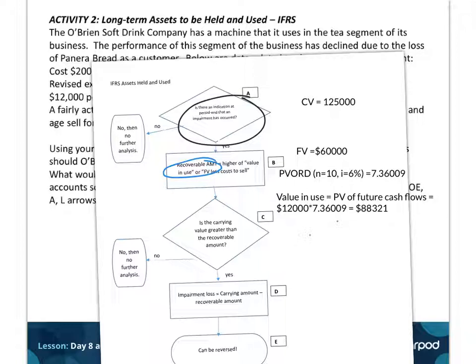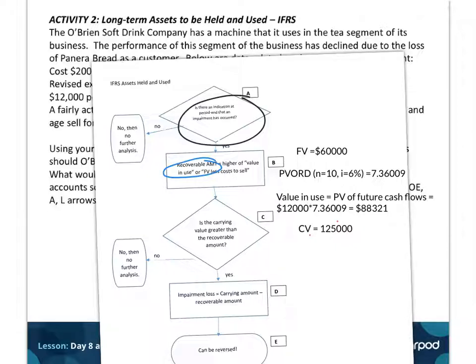So the recoverable amount is going to be 88,321. Now I come back down to this question, and I'm going to compare the carrying value to the recoverable amount. The recoverable amount was 88,321 because 88,321 is higher than 60,000. Just a rule. I pulled down my carrying value, compare it to the 88,321, and all of you can say, oh, I see. There's a difference. The carrying value is greater. 125 is bigger. That means I have a loss.